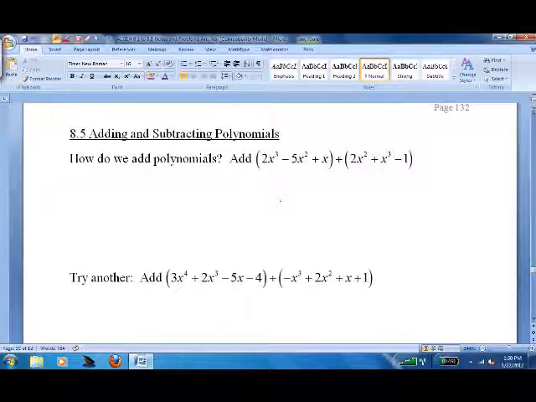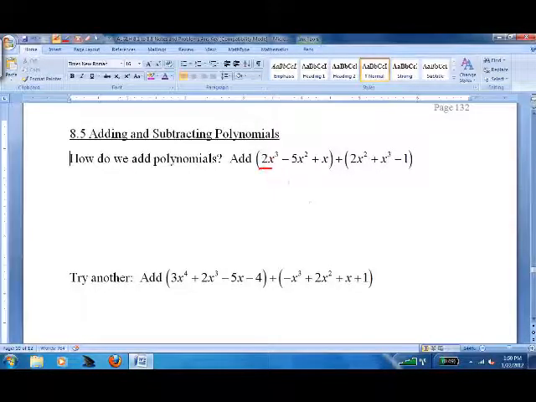Some people will do an underline thing where this is the only x to the third, and these are only x squared. Whoops, my bad. This is also x to the third, and this is the only x to the first, and then this gets its own category. I'm not a big fan of that. I like to line them up.